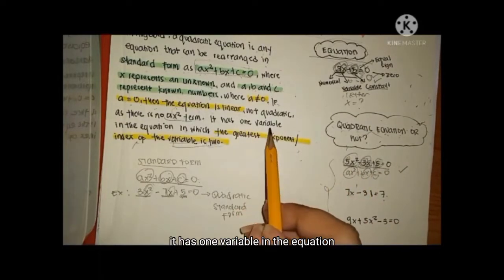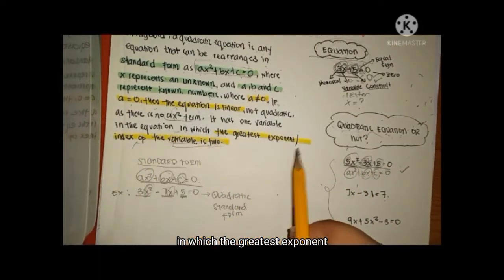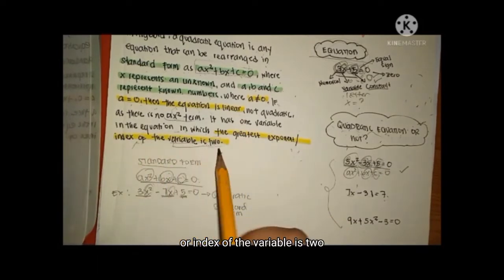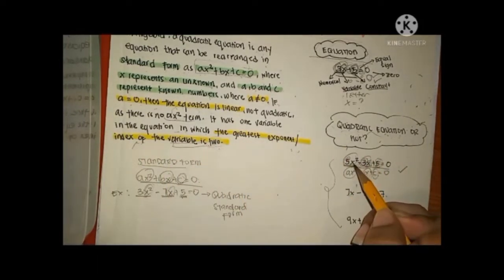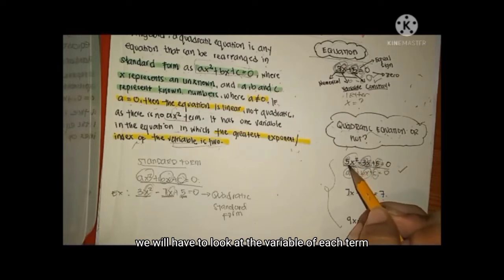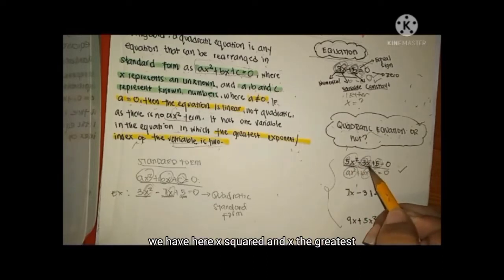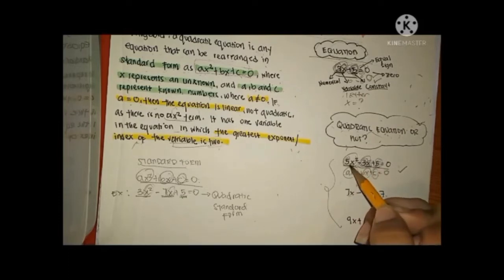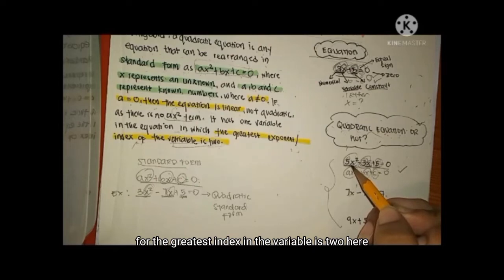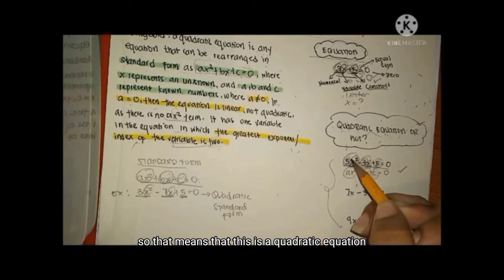It has one variable in the equation in which the greatest exponent or index of the variable is 2. So we will have to look at the variable of each term. We have here x squared and x. The greatest index in the variable is 2 here, so that means that this is a quadratic equation.